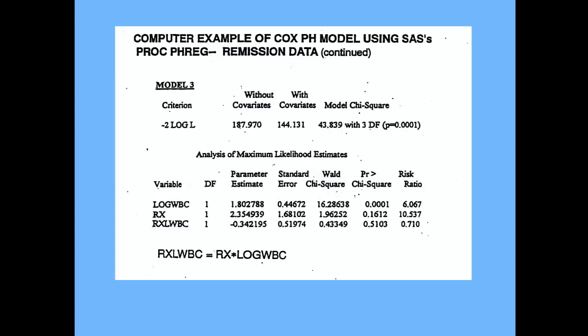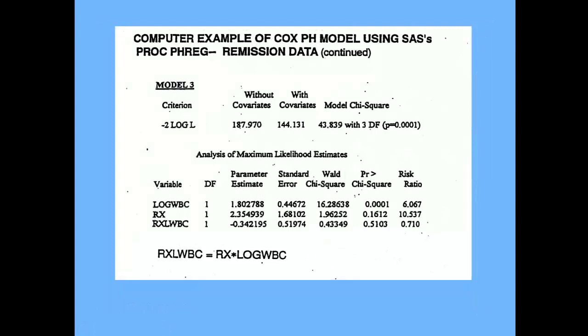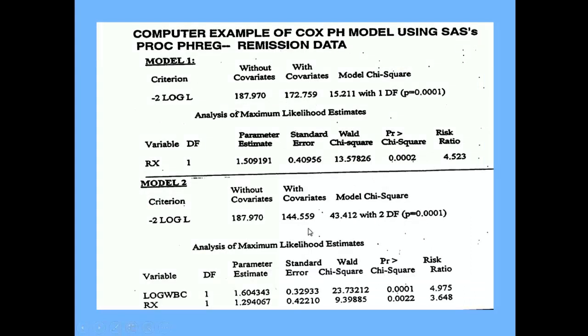Okay. What if I wanted to do a likelihood ratio test and I had model 3 and I had model 2? What would I do? You notice you see minus 2 log L? See that? And you see minus 2 log L here? With covariates, 144.131. With covariates, 144.559. I would subtract one of these, the minus 2 log L for model 2, from the one for model 3. I'd subtract one from the other. And I'd get a chi-square statistic with how many degrees of freedom? 1, and would it be significant? It wouldn't be significant. It would be almost the same as the Wald test. So what does that say? There's no interaction.